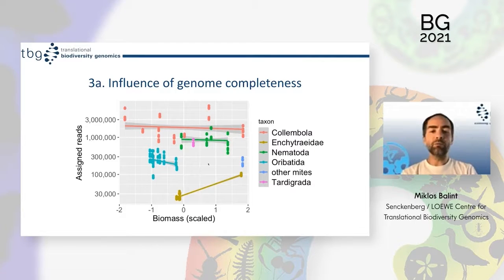The reason for this is that most of the genomes that we are using here are fairly complete. They have high BUSCO scores, except one species of an Enchytraeus, which is decaploid. And in this case, the genome is not really complete. And we see that the genome completeness is actually strongly positive.